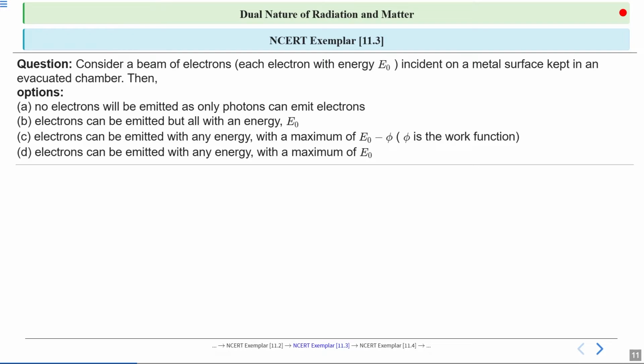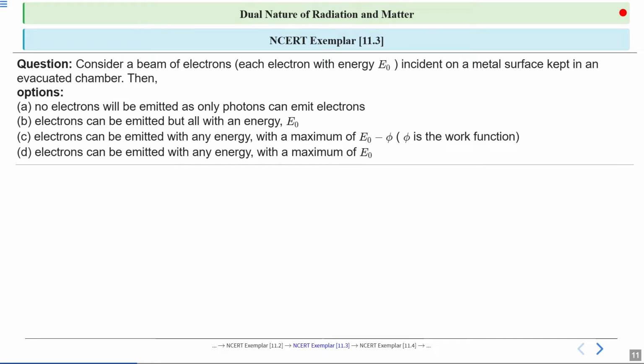Now let's examine NCERT example 11.3. The question says consider a beam of electrons. A beam of electrons means a number of electrons moving in a straight line with some speed. A beam of electrons, each electron with energy E naught, is incident on a metal surface kept in an evacuated chamber. Evacuated chamber means a vacuum is created in that chamber. Then what are the options?